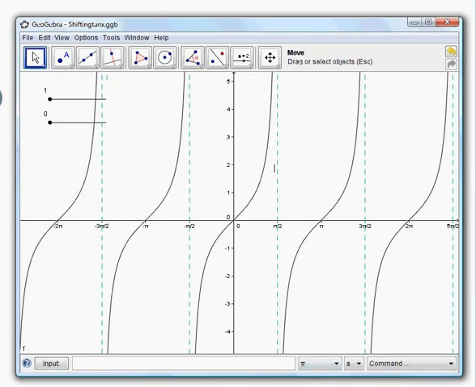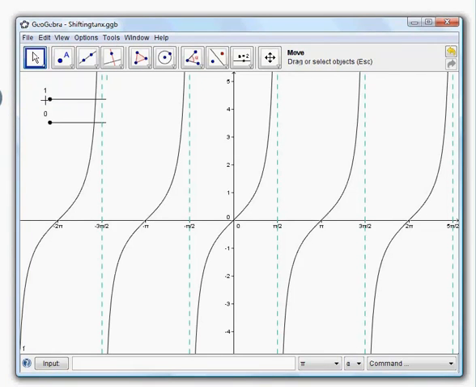This is one of the asymptotes at pi on 2, and this is minus pi on 2, another asymptote. 3 pi on 2, minus 3 pi on 2, and so on. It crosses the t-axis and the y-axis just here at the origin, and again at pi and 2 pi and minus 2 pi. So that's tan t. Up here in the corner there's a slider.